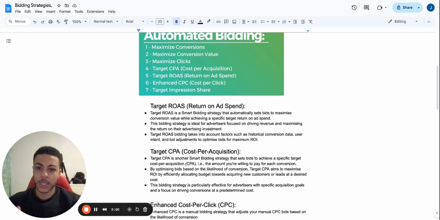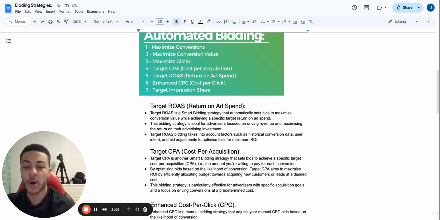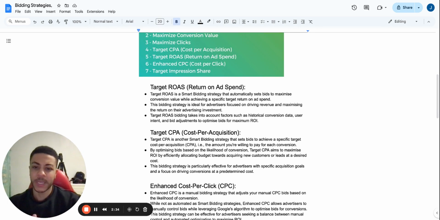So the first one would be target ROAS, which is target return on ad spend. Target ROAS is a smart bidding strategy that automatically sets bids to maximize conversion value while achieving a specific target for return on ad spend, which is what you want if you're an e-commerce brand. This bidding strategy is ideal for advertisers focused on driving revenue and maximizing the return on their advertising investment. Target ROAS takes into account factors such as historical conversion data, user intent, and bid adjustments to optimize for maximum ROI.